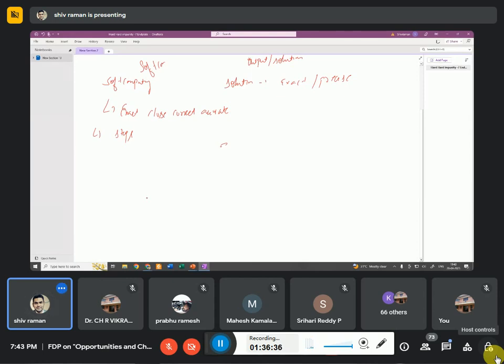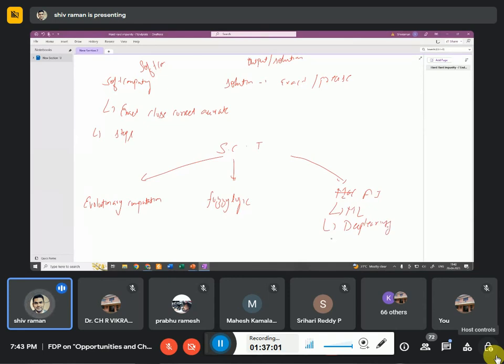First one is evolutionary computation. Second is fuzzy logic. And third one is AI. In AI, you have ML, machine learning, and you have deep learning algorithms. In deep learning, you have ANN and CNN.